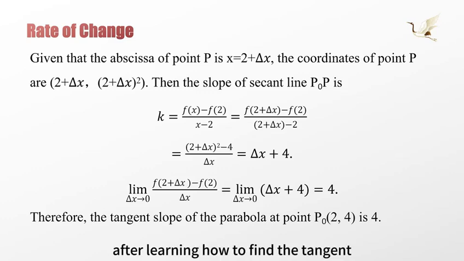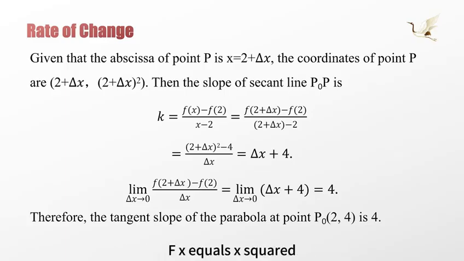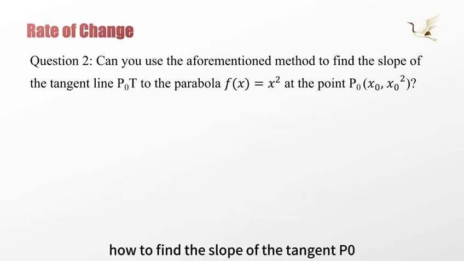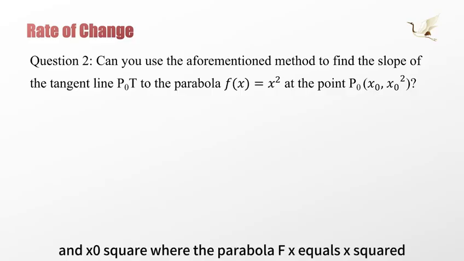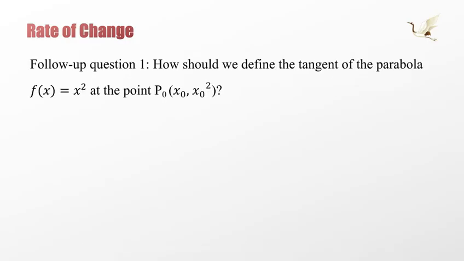After learning how to find the tangent slope at specific points where the parabolic curve f(x) equals x squared, can we generalize this method? How to find the slope of the tangent P0T at point P0 (x0, x0 squared), where the parabola f(x) equals x squared?